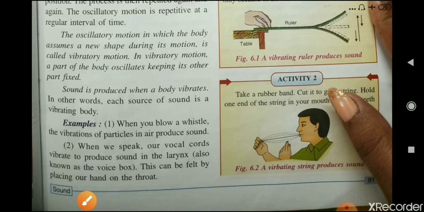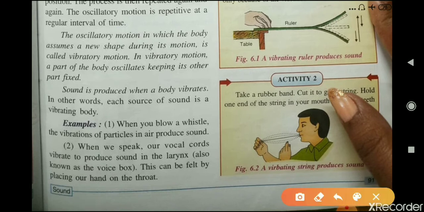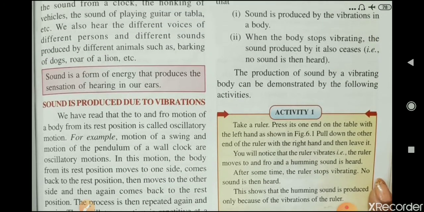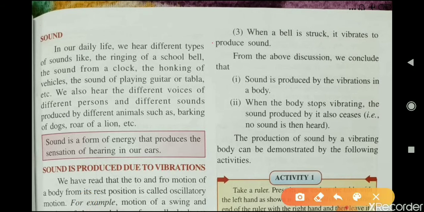Sound is produced when a body vibrates. For example, when you blow a whistle, the vibrations of particles in air produce sound. When we speak, our vocal cords vibrate to produce sound. Okay, and this can be felt by placing our hand on the throat. Now, when a bell is struck, it vibrates and produces sound.